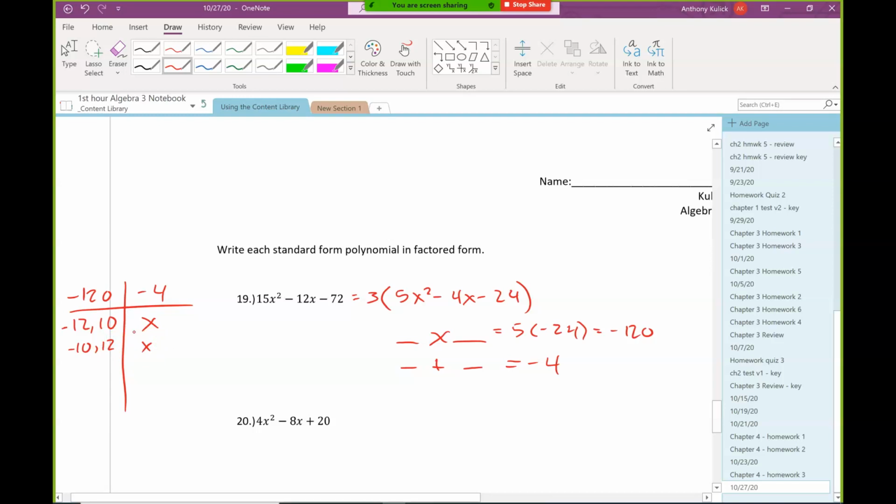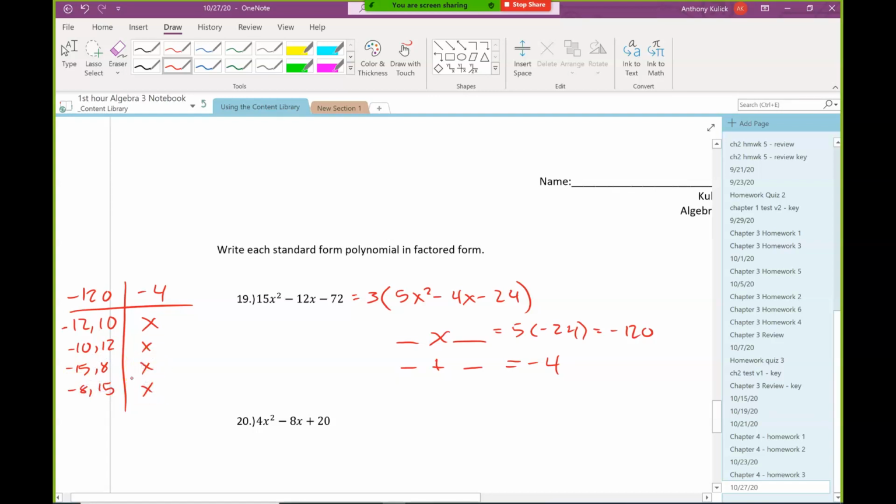So now let's try, 9 doesn't go into 120. 8, does that go in there? Yes. 8 and 15, right? Or negative 8 and positive 15. Neither one of those work.